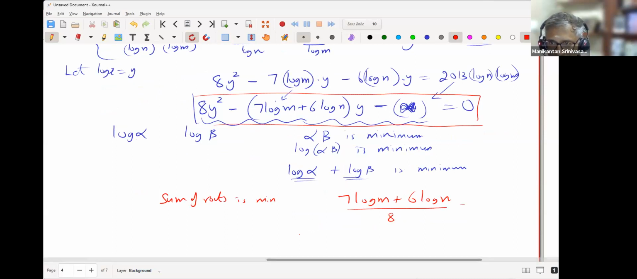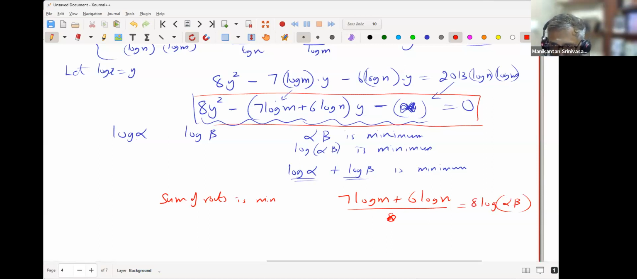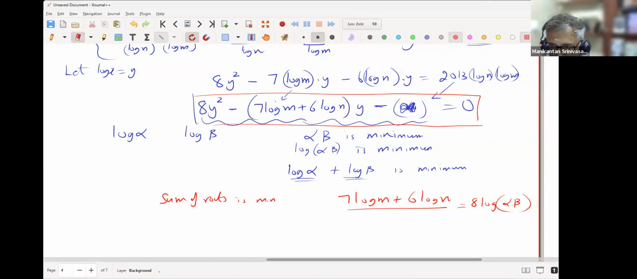Okay, so that is my log of alpha beta, or rather log alpha plus log beta. So this is the minimum, which means I'll take 8 this side. Okay, all of you following along, right? If any doubt, please stop me, guys.